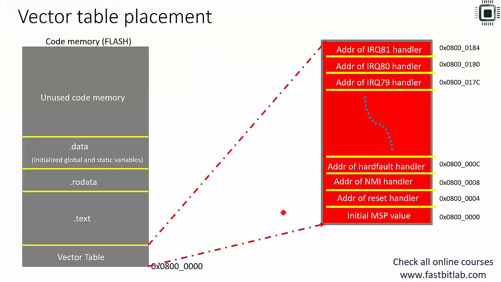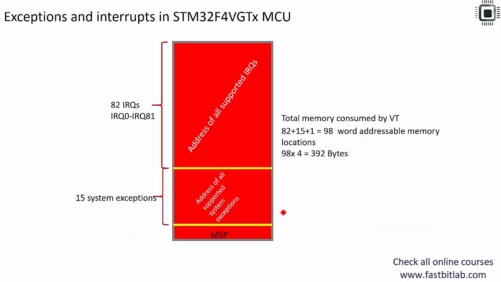First, we have to create the vector table. As I said before, the vector table consumes initial addresses of the code memory, isn't it? And the vector table contains handler addresses. We have got 15 system exceptions and 82 IRQs in this microcontroller. 82 plus 15 plus 1 is equal to 98 word addressable memory locations we are going to consume as part of vector table placement in the code memory. That is 98 into 4. Totally, the vector table consumes 392 bytes in the code memory.